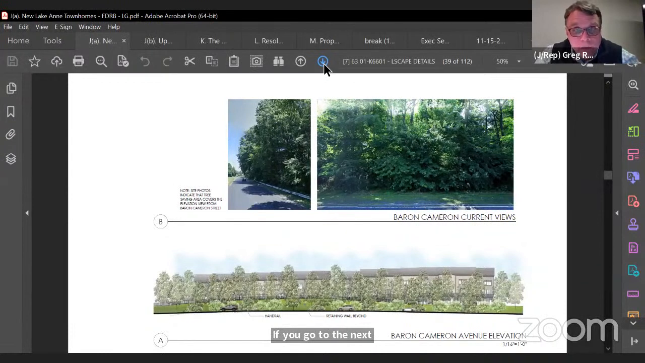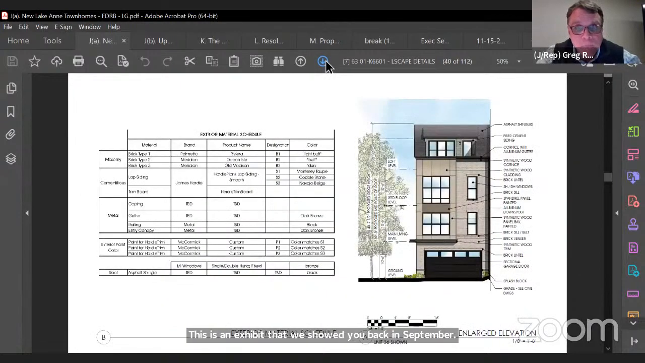So this is just an exhibit showing the perspective from Baron Cameron, both existing with the trees, and then the rendered version showing our proposed landscaping and the existing trees. This is an exhibit that we showed you back in September, so you've seen this one before. If we could move to the next one, please.